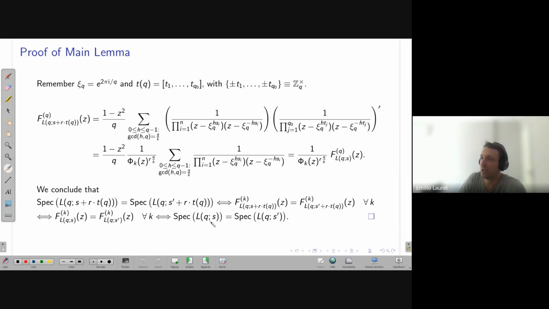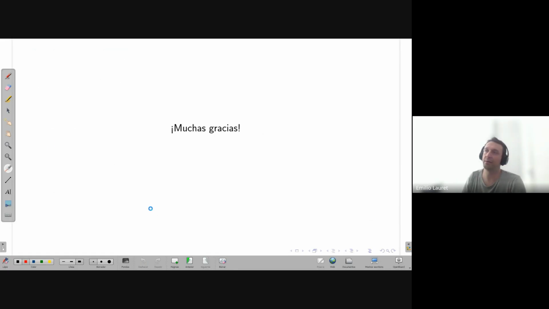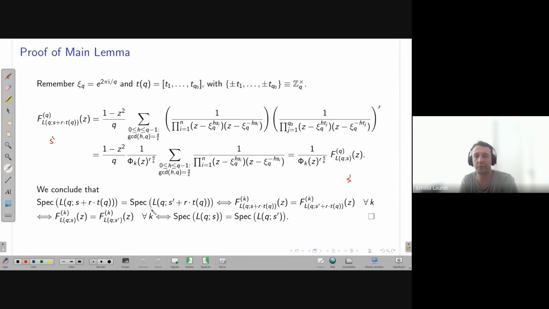If these two length spaces are isospectral, it means that these functions with parameters S and S prime will be the same for every K. But if these are the same, this will be the same when below you have an S prime. And this means that these new length spaces are isospectral, and this is the idea of the main lemma, and the idea was to show what kind of tools we use.